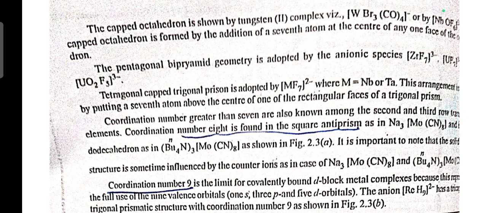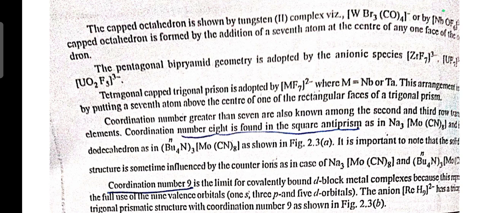The pentagonal bipyramidal geometry is adopted by the anionic species ZrF7 3 negative, UF7 3 negative, UO2F5 3 negative. Tetragonally capped trigonal prism is adopted by MF7 2 negative, where M is niobium or tantalum. This arrangement is made by putting a seventh atom above the center of one of the rectangular faces of the trigonal prism. Coordination numbers greater than 7 are also known among the second and third row transition elements.